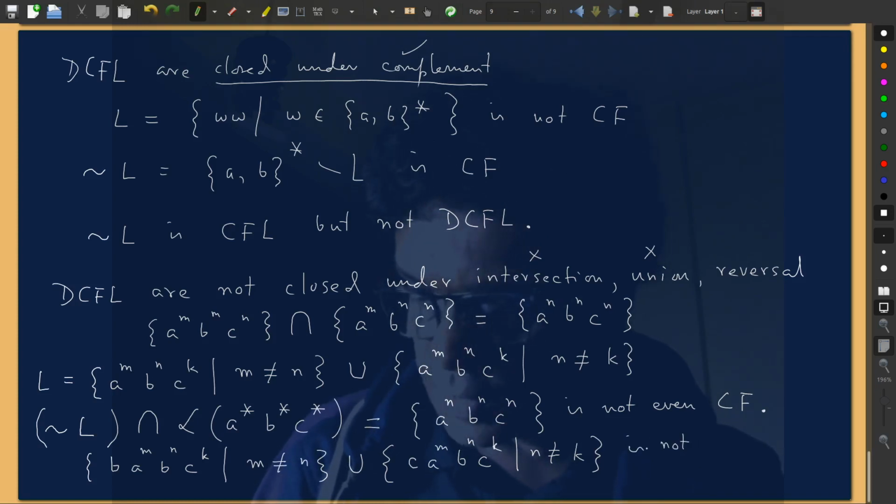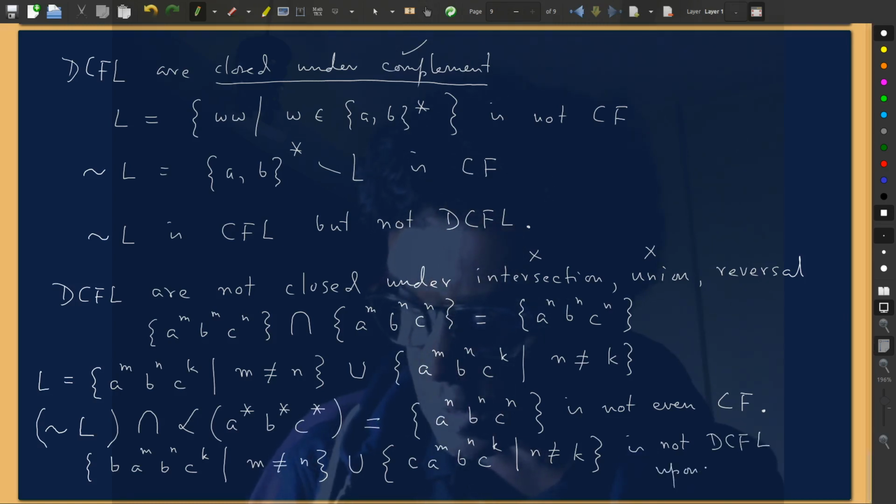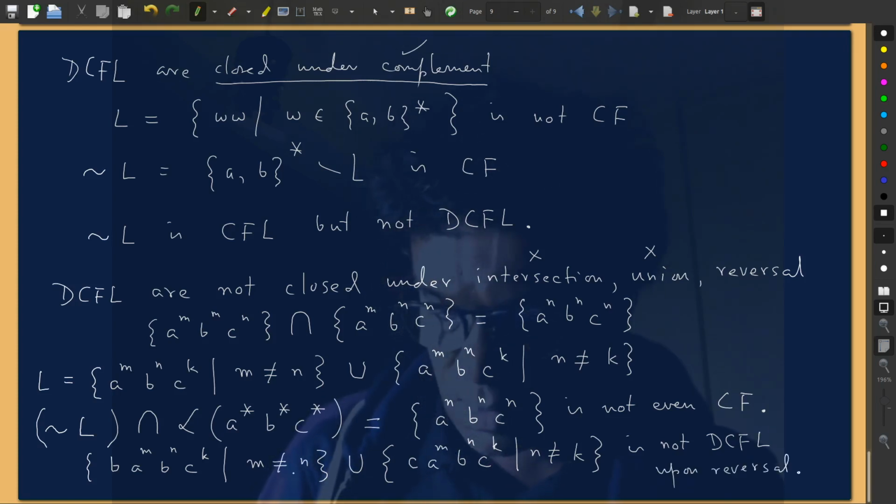Informally, this is the reason the reversal of this is not DCFL. This is not this upon reversal. Because without looking at this, you will look at this b or c at the end. Before that, you have to take a decision whether you are going to compare m with n or n with k. It's because of this, intuitively at least, but it requires a formal proof, which you may think about how to do. So they are not closed under reversal as well.